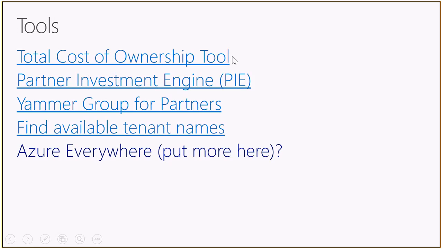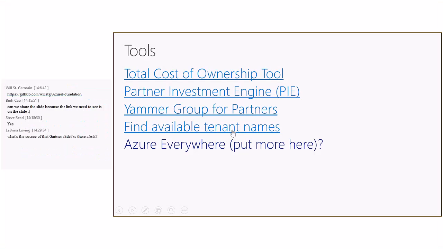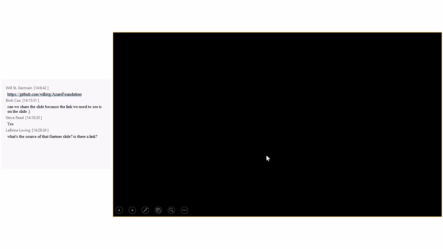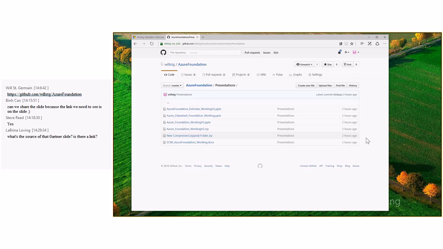If you want to look at the total cost of ownership, or if you want to try to get some investment dollars to offset the cost of the 2-week engagement that we expect this to cost, there are Yammer groups for partners to join and talk through it. And if you want to find available tenant names for your new tenant, there's a tool for that. That's it. I went through it really quickly so I could leave time and see if there are any questions, or if you want me to go more deeply into something else.